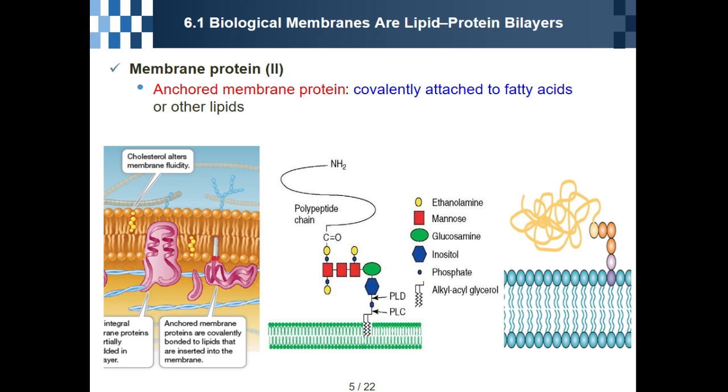So there are 3 kinds: peripheral, integral, and anchored membrane proteins.